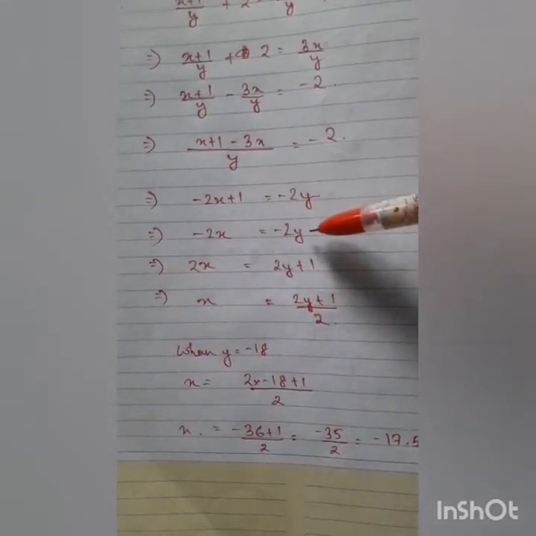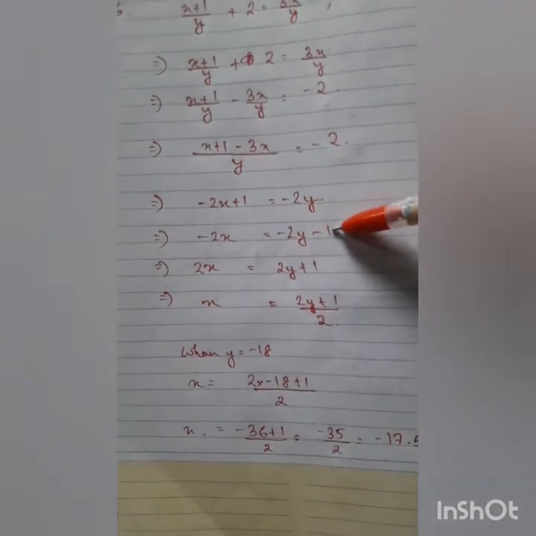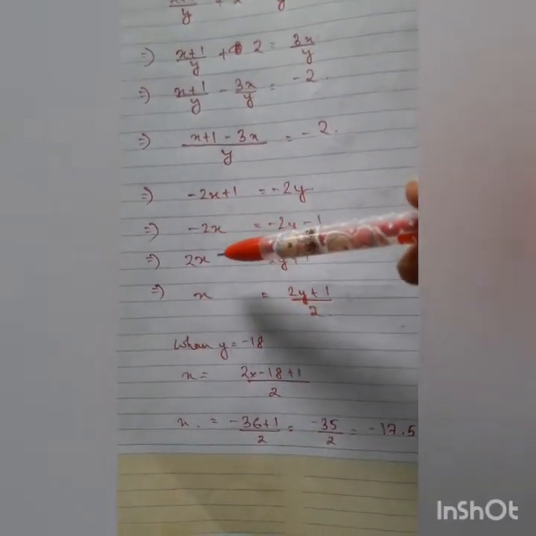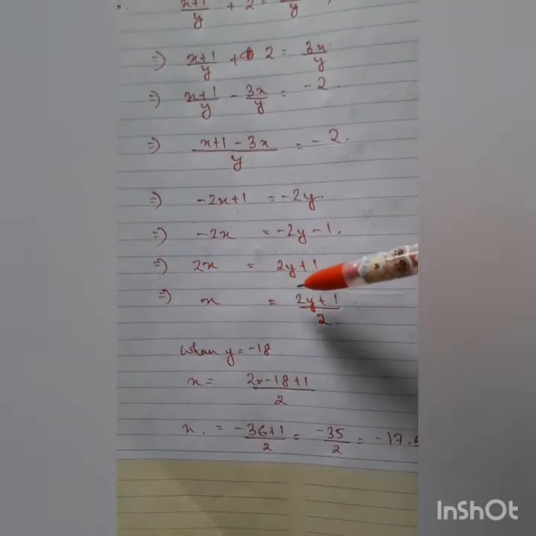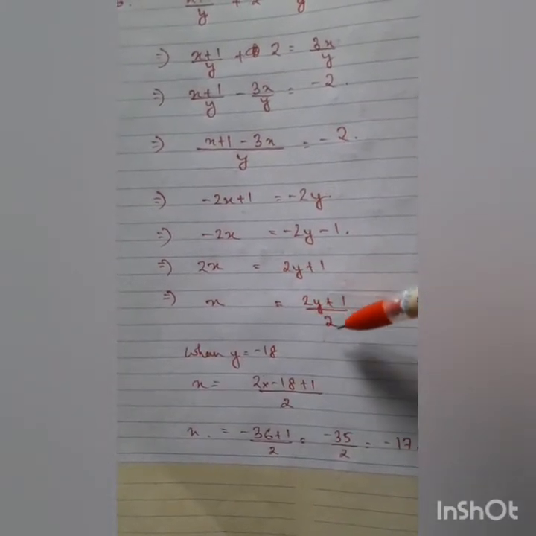This plus 1 goes that side, it becomes minus 1. So −2x = −2y − 1. All are having minus, I have taken minus common. So we have 2x = 2y + 1. So x = (2y + 1) whole divided by 2.